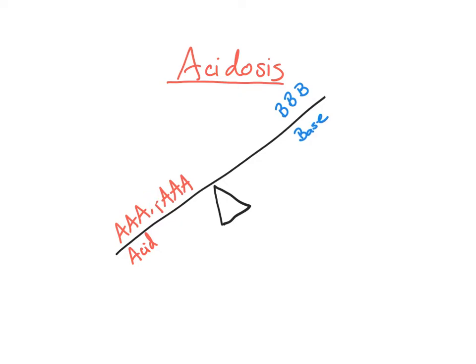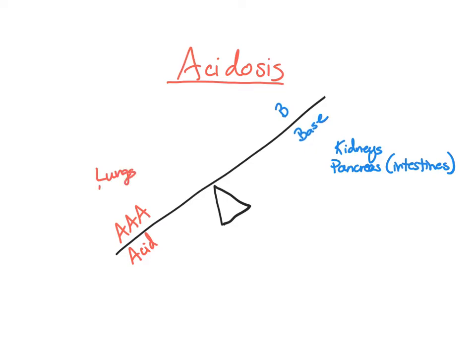The other possibility is that there's a normal level of acid in the body, but that for some reason the body has gotten rid of too much base. This might be something like kidney failure or some kind of chronic diarrhea. Remember, the base is controlled by the kidneys and the pancreas via the intestines. And the acid is controlled by the lungs and then cell metabolism.